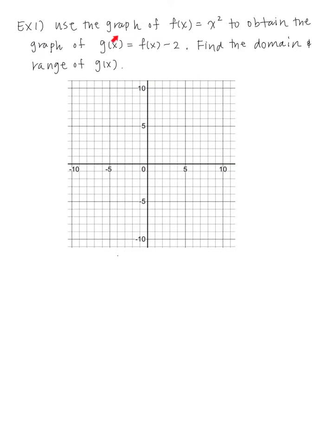So example 1, use the graph of f of x equals x squared to obtain the graph of g of x, which is f of x minus 2. Find the domain and the range of g of x. Okay, so let's first graph y equals x squared. And you might want to start memorizing the basic graphs. Basic graph means x squared, y equals x, y equals 1 over x, and so forth. But don't worry, I've already summarized everything for you, so we'll talk about that at the end.